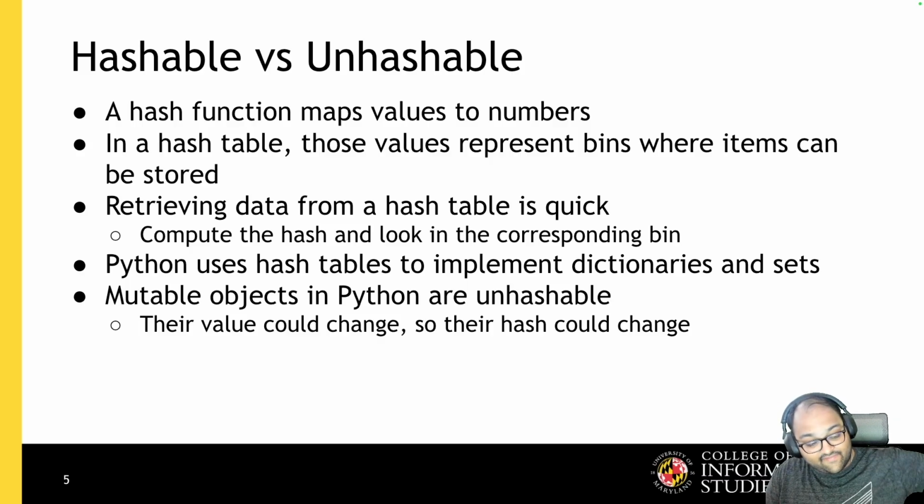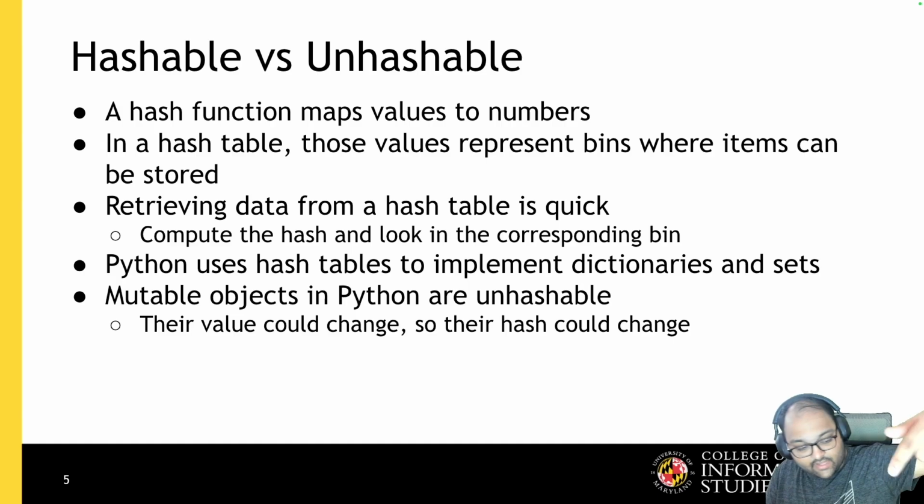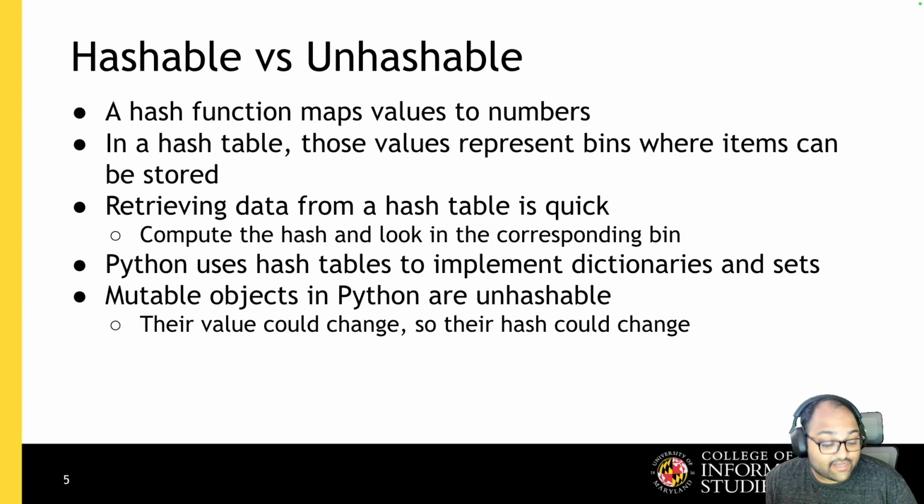Versus a list, where you have to go through the whole list and look for it. You're saying, is the letter A here? Is it here? Is it here? Versus a hash table, where you say, here's the hash of that object, I know this hash is in this location, so I'm just going to go get it. So it's O of 1, effectively. Python uses hash tables to implement dictionaries and sets, which are very nice.